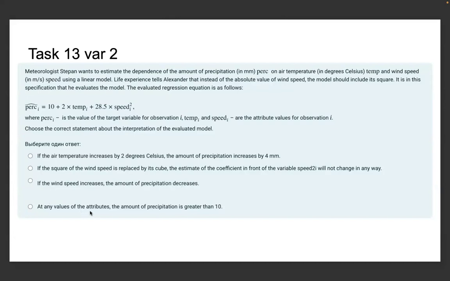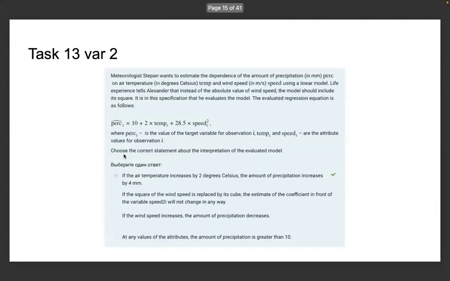At any values of the attributes, the amount of precipitation is greater than 10. It's not true again, because for example, if speed is 0 and temperature is under 0, for example -1, the PERC will be 8. But for example, if we had temperature squared in the model, this variant would be right. So we have chosen the first variant, and it is correct. So any questions on this task?